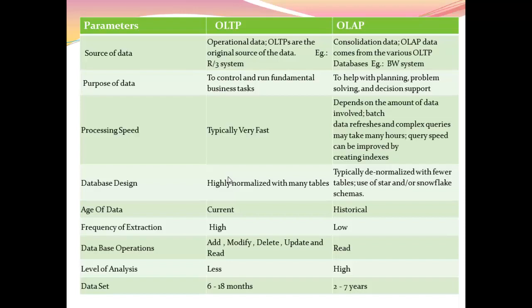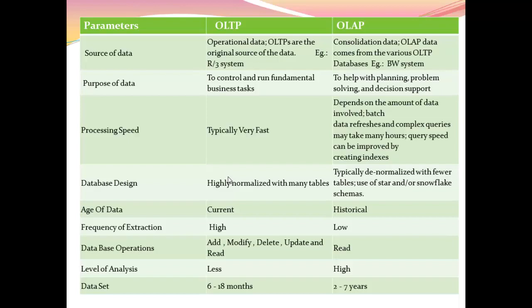Age of data: in OLTP it's very current, whereas OLAP stores historical data. Frequency of extraction: in OLTP it's high, and in OLAP it's low. Database operation: in OLTP it's add, modify, update, delete, and over here in OLAP it only reads the data. Level of analysis: in OLTP it's less, and in OLAP it's very high. The dataset that is taken in OLTP is for nearly 6 to 18 months, whereas in OLAP it is for 2 to 7 years.